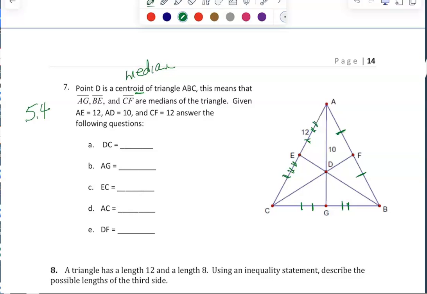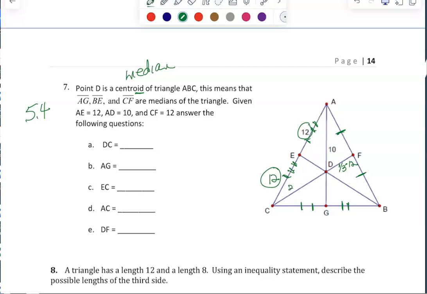Okay, so I'm going to start filling in things that I know. They told me here if AE is 12, so they gave me that already. Well, if AE is 12, so is EC, and I'm just going to fill that in. Now, they also said that CF is 12. So from C to F is 12. So just think about that for a second. Do you remember the relationships among the parts? So DF is 1/3 of CF. So it's 1/3 of 12.